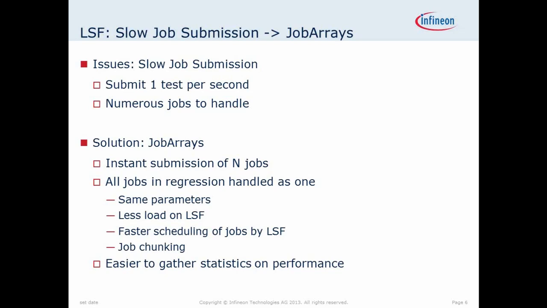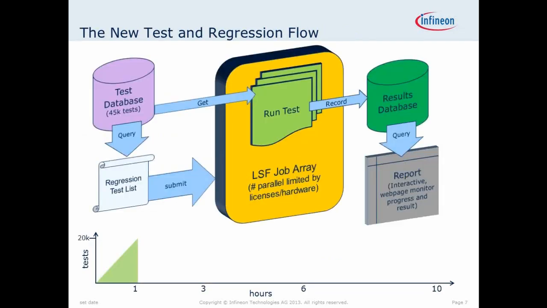So with those 3 changes, we can look at what the new regression flow looks like, with the time scale along the bottom, which shows it is 10x faster. With our test database, we have instant labeling, so there's no time taken.